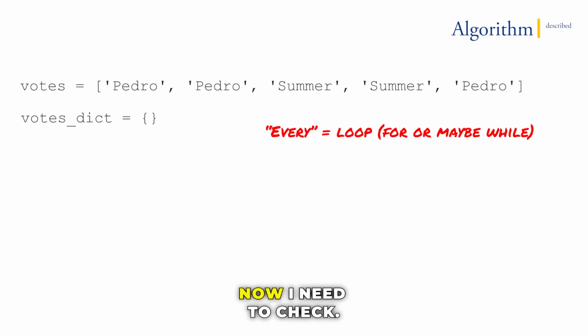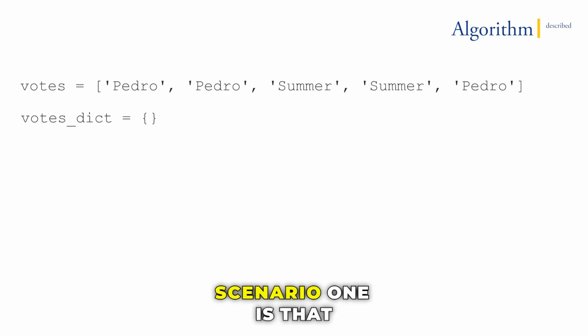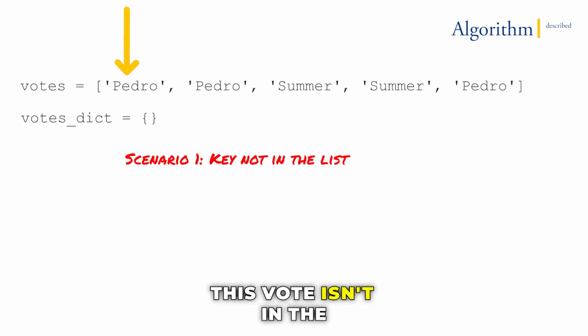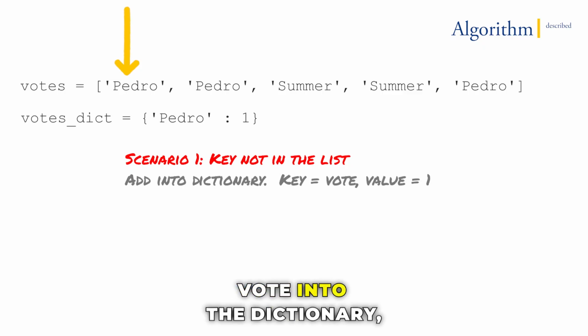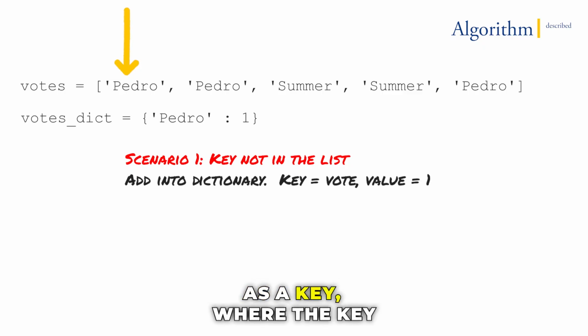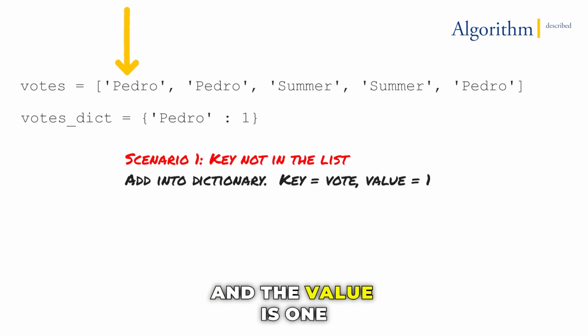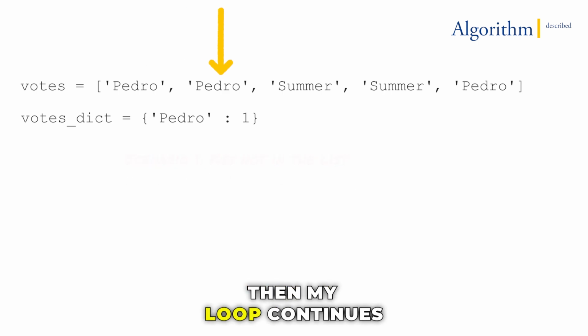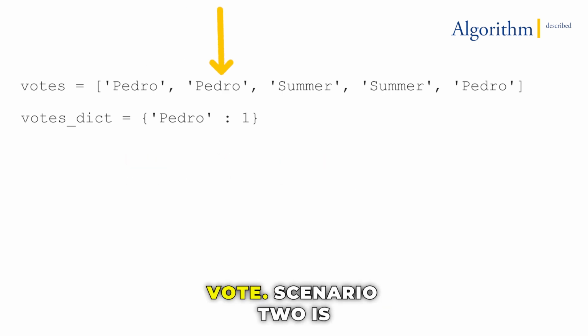Now I need to check. Scenario 1 is that this vote isn't in the dictionary as a key. And if that's the case, I'll need to add this vote into the dictionary as a key, where the key is who I'm voting for, and the value is 1, because it's the first vote for that person. Then my loop continues, and I go on to the next vote.